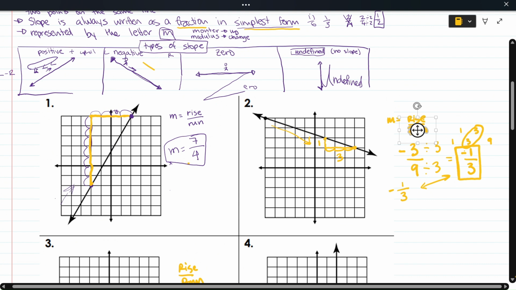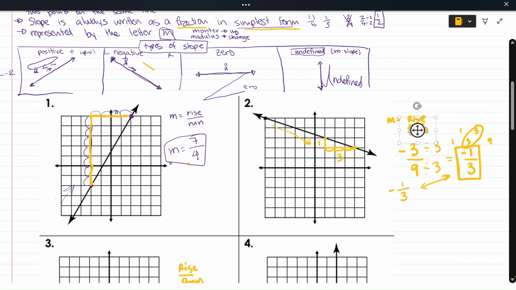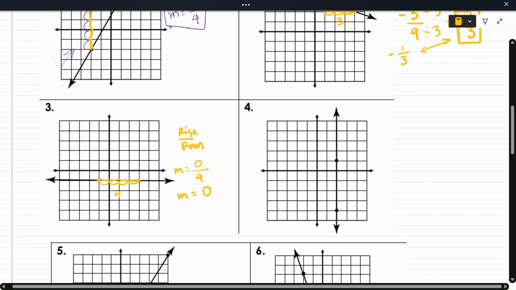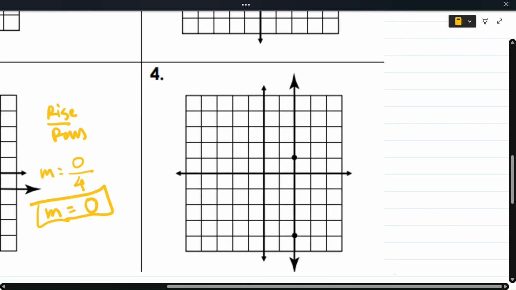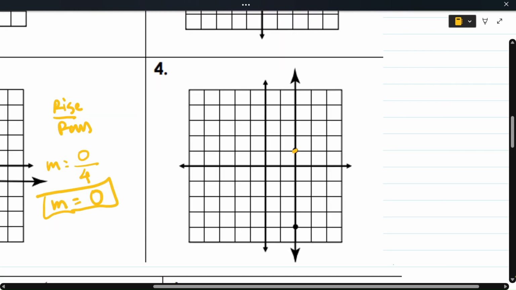We look over here, I see my straight line horizontal that I could walk on is 0 slope. I could just say that it's 0. I didn't have to do all that. And the same one here. This is a vertical line.